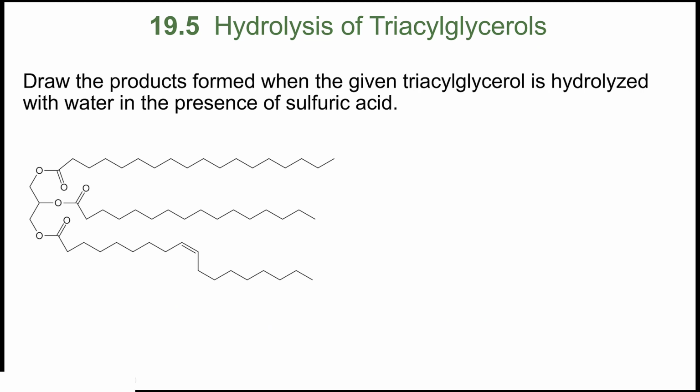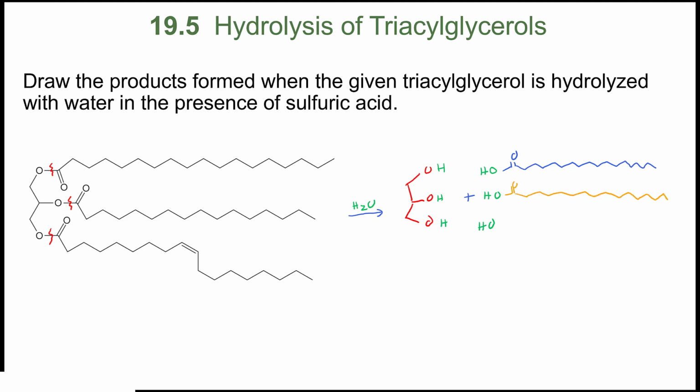So draw the products formed when given this triacylglycerol that is hydrolyzed with water in the presence of sulfuric acid. So find your ester linkage, carbon double bond to oxygen. This is going to get cleaved here. This will get cleaved here. So it's between the C double bond and the O that gets broken apart. So I'll get glycerol in the process. That's the first one. Second one. All right, and there is our 3 fatty acids that are products of our hydrolysis.